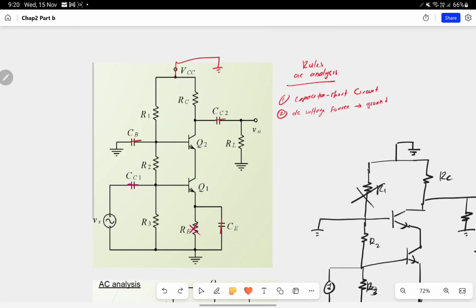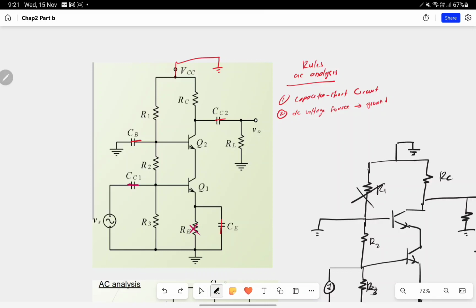Okay, now after we know how to find IB, then we can calculate IC. After you get the value of IC, you can proceed to do the AC analysis. In the AC analysis rules, if you find a capacitor inside your circuit, you need to short it. And if you find a DC voltage source in the circuit, you make it ground, right?